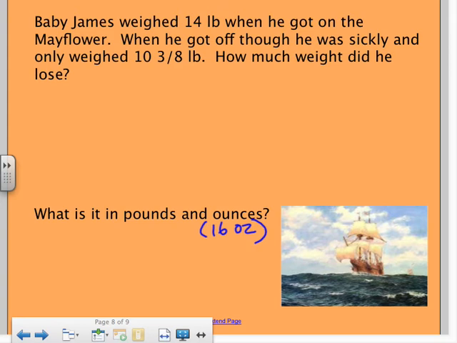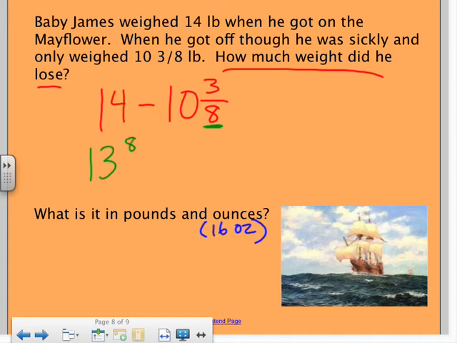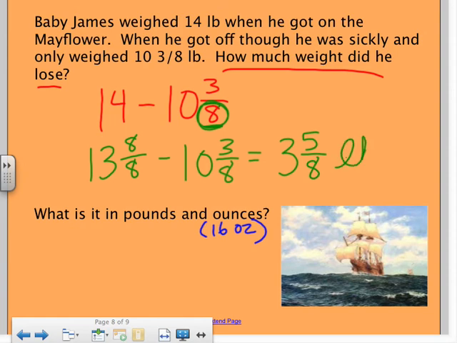All right, so again, hopefully you realize this whole lesson's on subtraction. But we're looking, how much weight did he lose? So this is a subtraction problem for sure. So we got 14 minus 10 3/8. So again, 14 doesn't have a fraction. It needs a fraction, so you can subtract that 3/8. So I'm going to turn it into 13 8/8, right? I'm going to pick that denominator we're already using so that I don't have to change it to some common denominator after that, just saving me a step. So I subtract 13 minus 10 is 3. 5/8 pounds is how much baby James lost, okay?